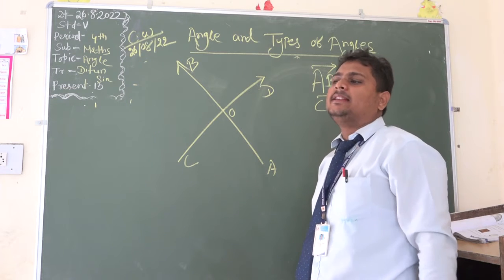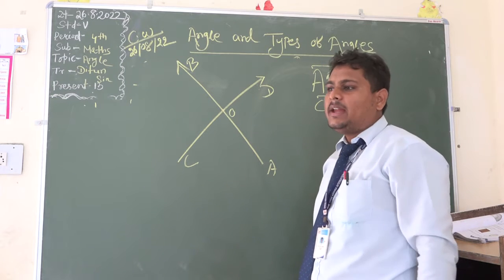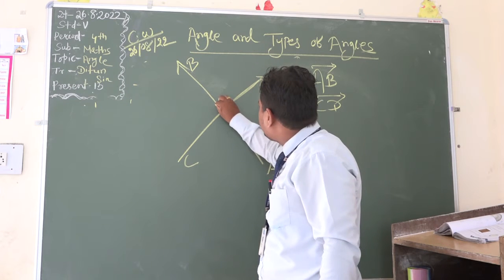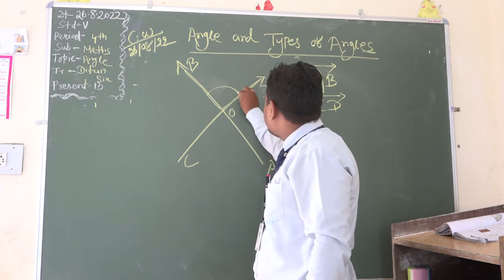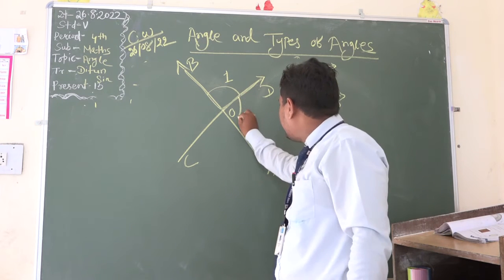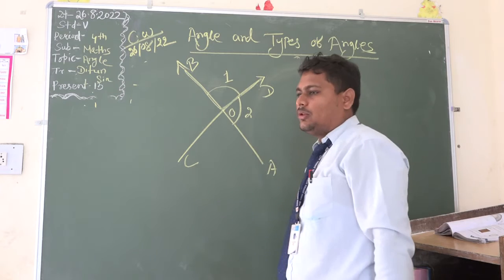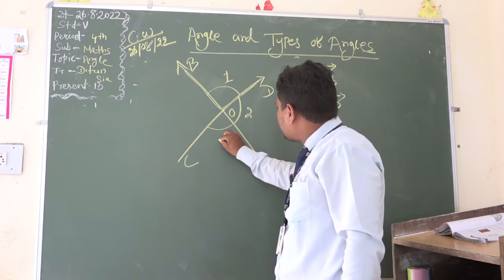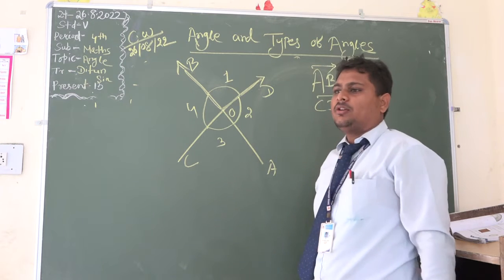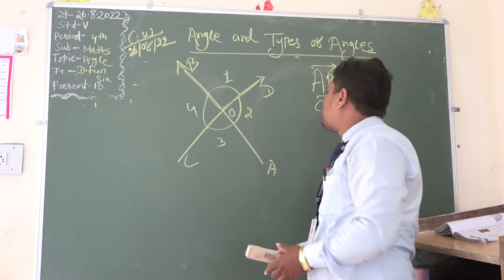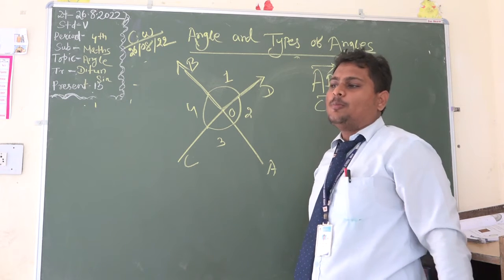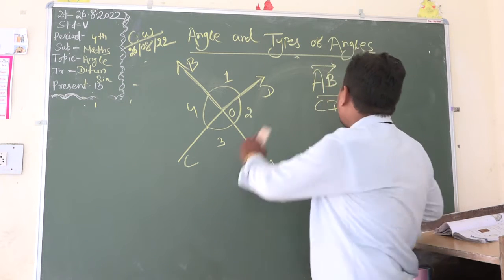How many angles will be formed? See, this is the first angle; I have written 1 here. This is the second angle; I have written 2. Here is the third angle, 3, and here is the fourth angle; we have written 4. So we can say that when two rays connect at the middle point, they form 4 angles.